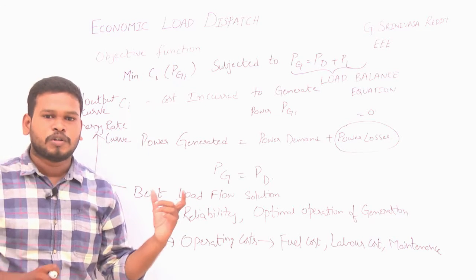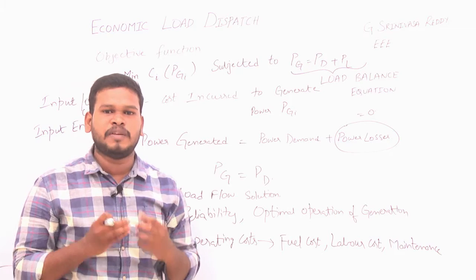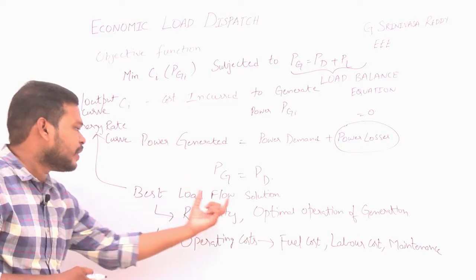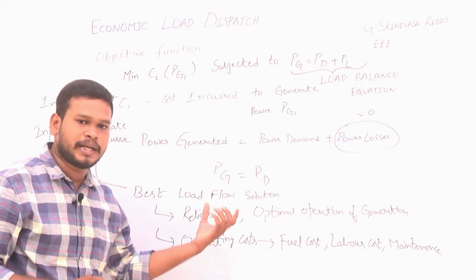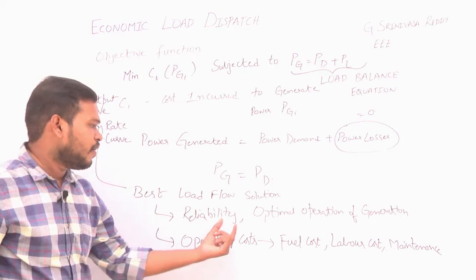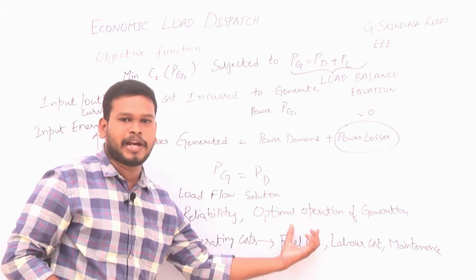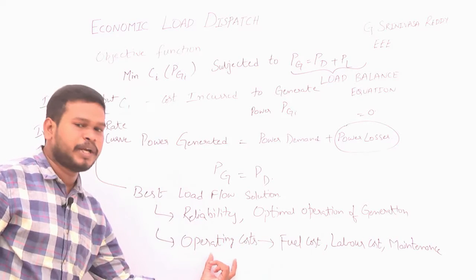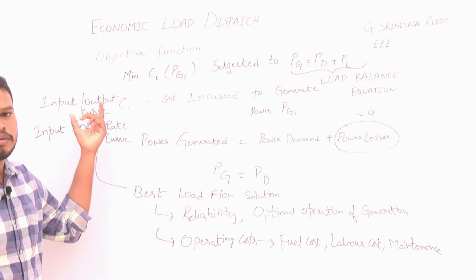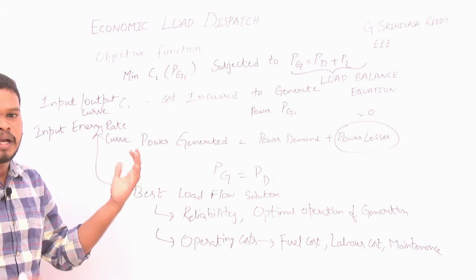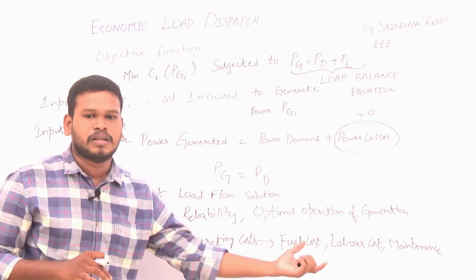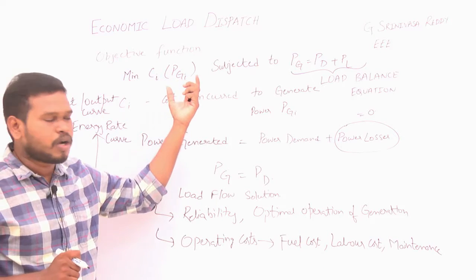So cost minimization is not our only main function. In addition to the cost minimization, we need to check whether the load flow solution you are getting has any reliability issue, whether the generation is optimally allocated or not. We need to check the operating cost, and also the input-output curve, the relation between the input and output of a particular generating unit. We need to check all these conditions in addition to minimizing the cost.